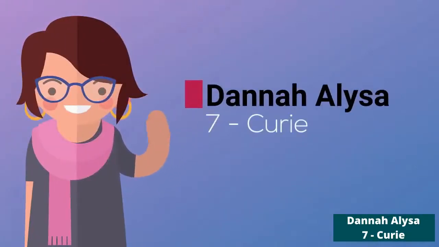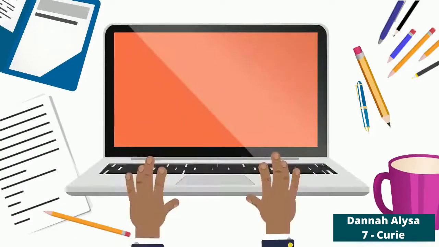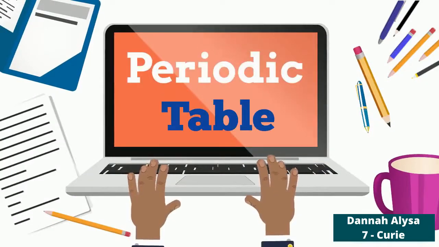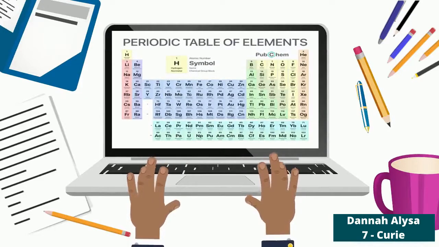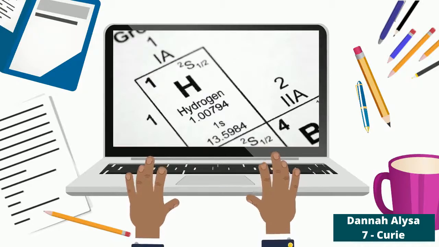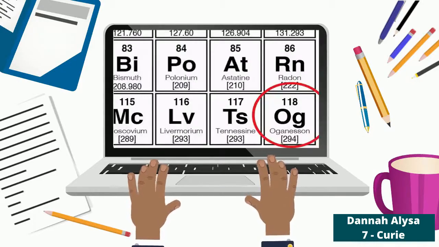Tulabut of 7th Curie. Today I will discuss about the periodic table of elements. The periodic table is a tabular array of the chemical elements organized by atomic number from the element with the lowest atomic number, hydrogen, to the element with the highest atomic number, oganesson.